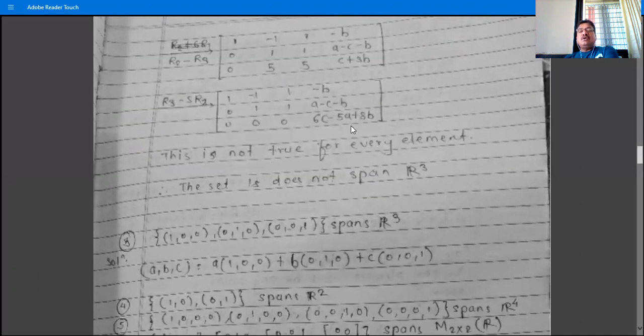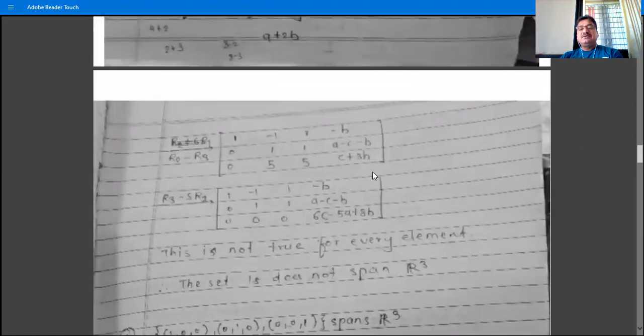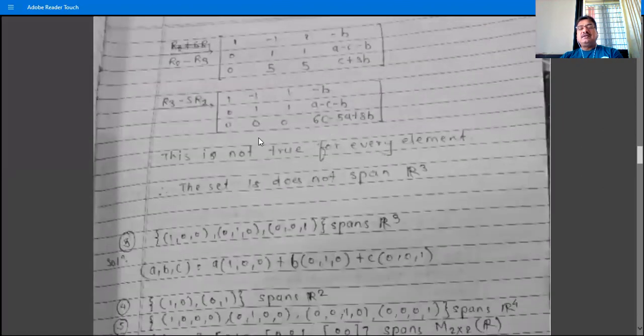And if this whole matrix is the echelon form of the matrix AB, and if you consider the first row, it is non-zero, the second row non-zero, and the third row also non-zero. In the third row, this quantity, 6C minus 5A plus 8B, is not equal to 0. We know that 6C minus 5A plus 8B is not 0 for all A, B, C. It is 0 for some A, B, C, so it is not always 0. And therefore, the rank of AB is 3.